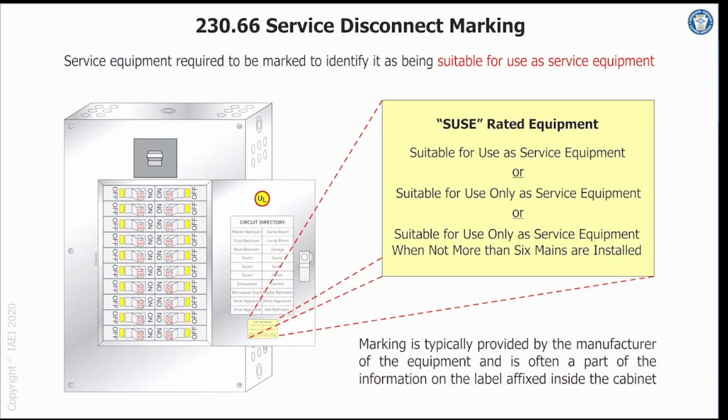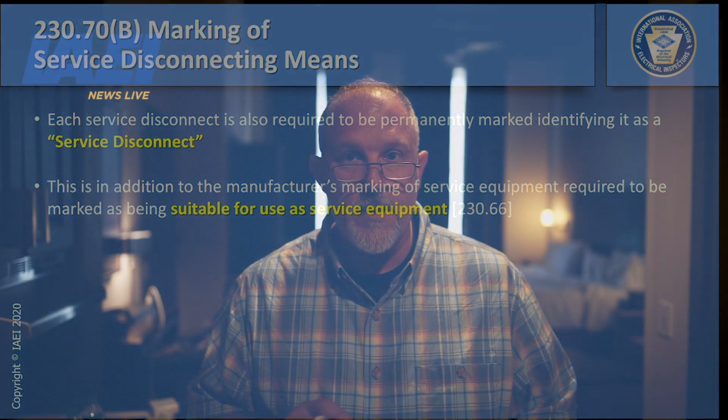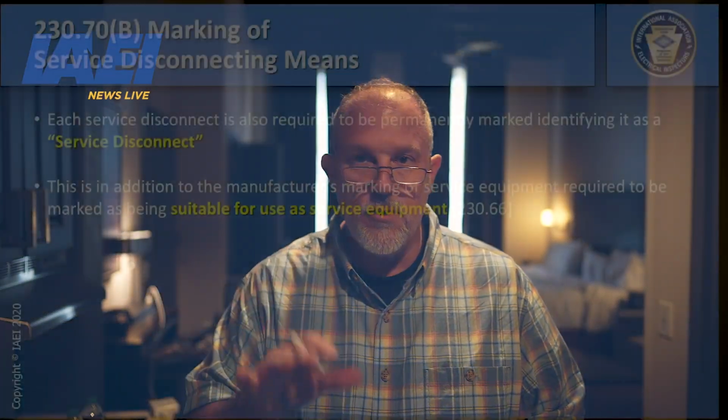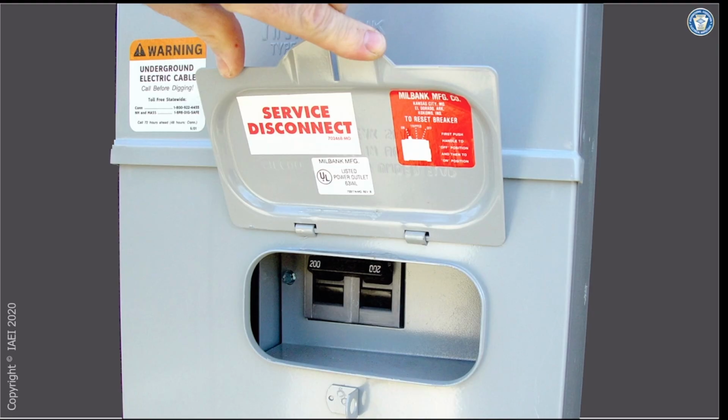They call it SUSI rated, suitable for use as service equipment, right? So that's how you have your label on your panel board enclosure, right? So you have to identify it as a service disconnect. And that will be any equipment that is either SUSI or suitable for use only as service equipment. There, look at that. That's real nice. So you have a nice identification for the service disconnect. It's on the enclosure. There's your service disconnect. That's a 200 amp service and all that jazz.